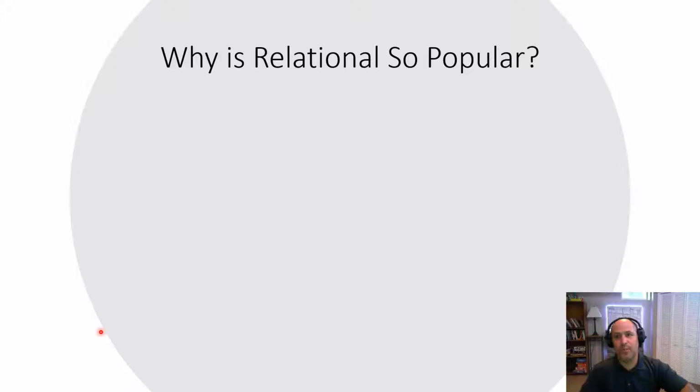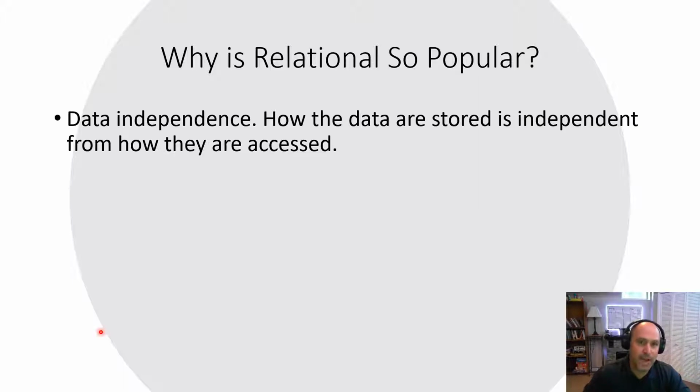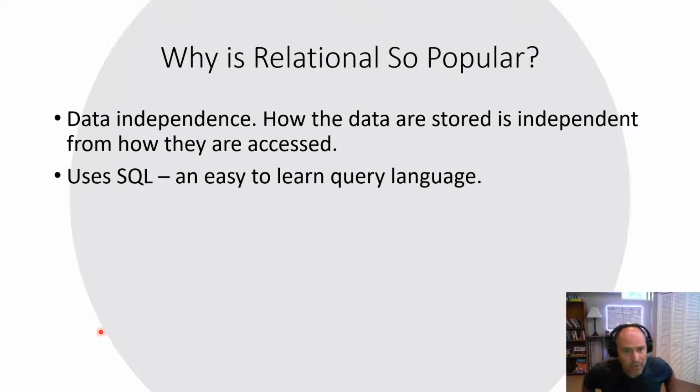So why is relational so popular? In practice, the relational model has been around for 30 plus years. It was conceived almost 50 years ago. So what makes it so popular? Well, one is data independence. How the data gets stored in the database as files is independent from how it is accessed. You do not need to know anything about the physical storage mechanisms in order to retrieve or write data to a relational database. It uses SQL, which is an easy to learn query language.